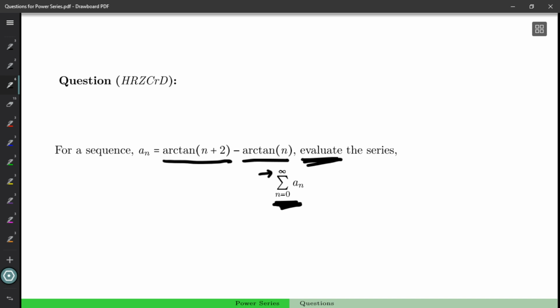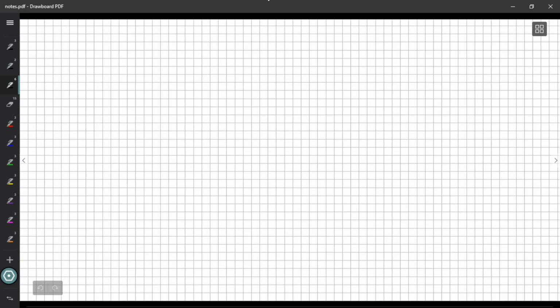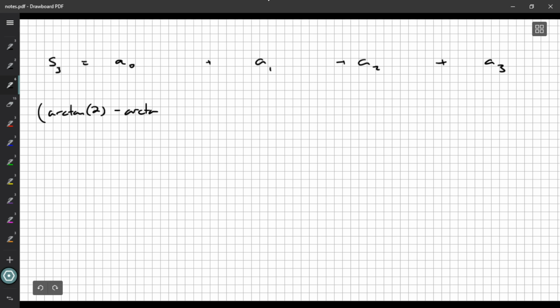We could start by playing around with some partial sums. So for example, if I were to compute S_3, that's a_0 plus a_1 plus a_2 plus a_3. a_0 is arctan(0 + 2), which is arctan 2, minus arctan of 0. a_1 is arctan(1 + 2), which is arctan 3, minus arctan of 1. Then we get arctan 4 minus arctan 2.